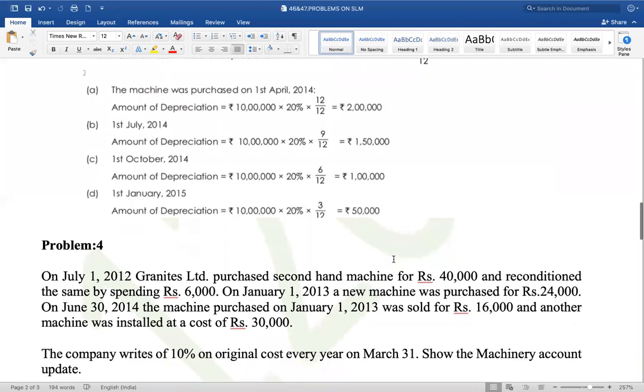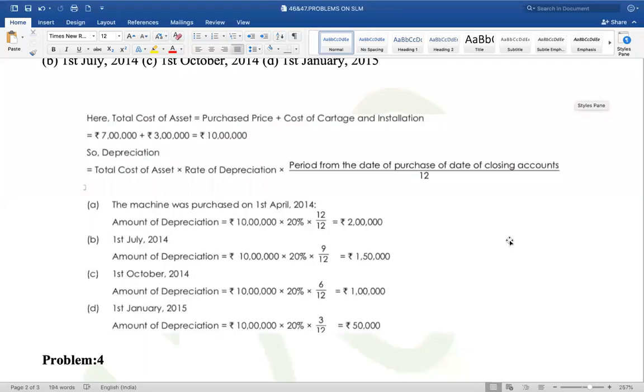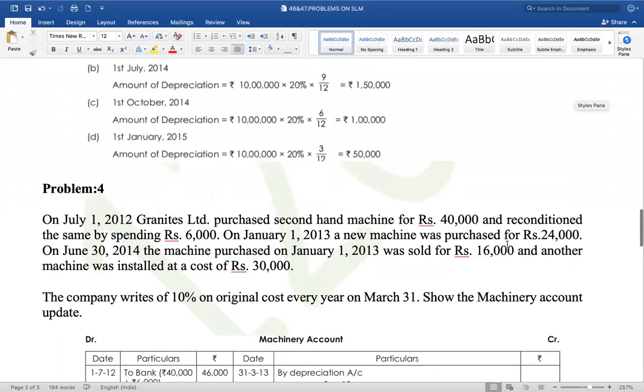In the fourth scenario, it is used only for 3 months, January, February, March. 3 by 12 into 20% of this cost gives you 50,000. These are the depreciation values: 2 lakhs, 1 lakh 50,000, 1 lakh, 50,000. Please do let me know if there are any doubts, and we will look into the fourth problem.